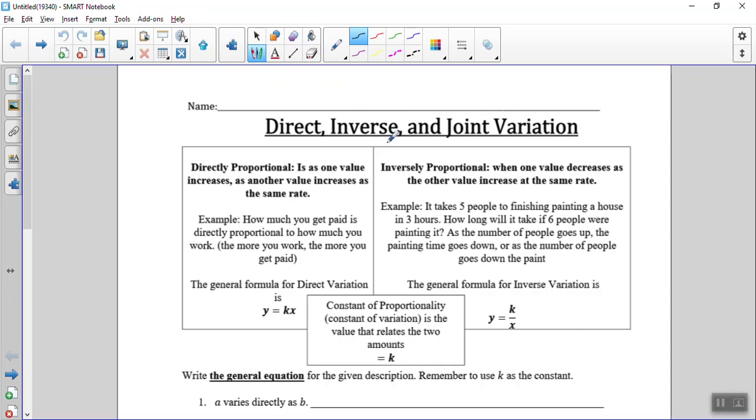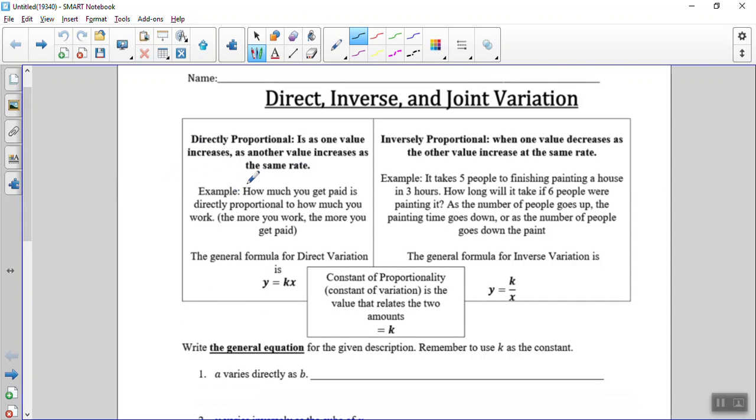Okay, class, so this lesson is going to be for Unit 6, Lesson 1. We're going to talk about direct variation, inverse variation and joint variation. Okay, here's the official definition for direct variation.